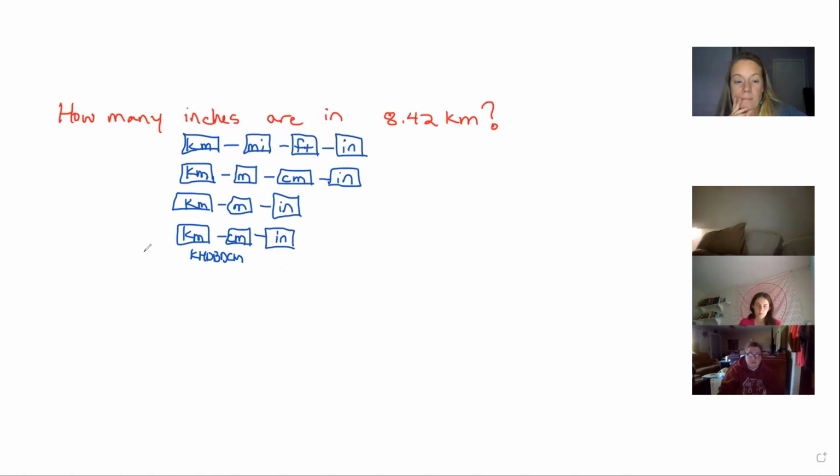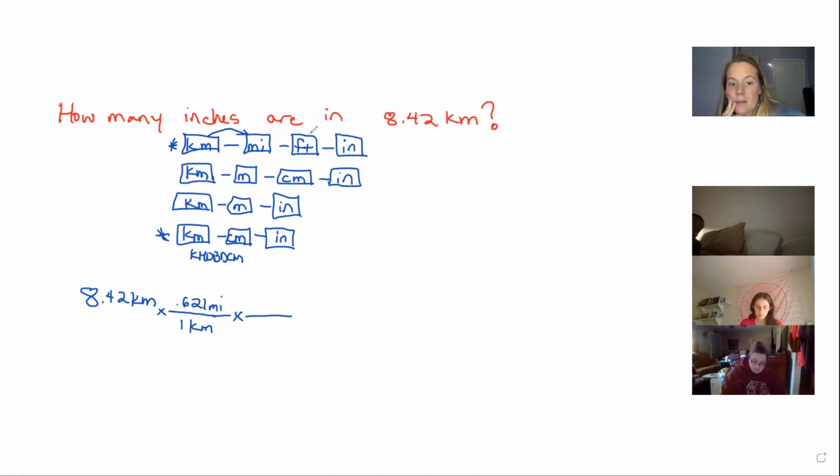I'll do the first one, and I'll do this last one. So I start with my given information in kilometers, 8.42 kilometers. Now, setting it up in dimensional analysis, we're going to hop from kilometer to mile. And I know that 1 kilometer is equivalent to 0.621 miles. That is a conversion factor that I believe is on your formula sheet. It's a pretty common one.